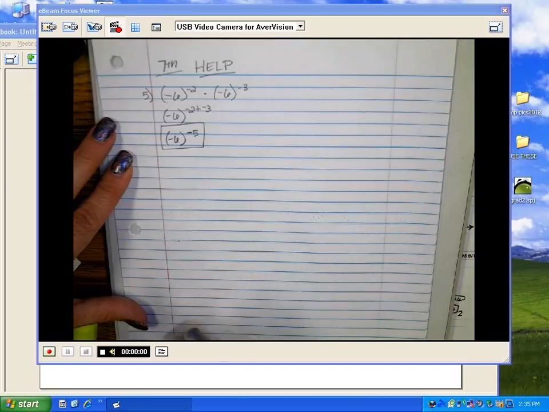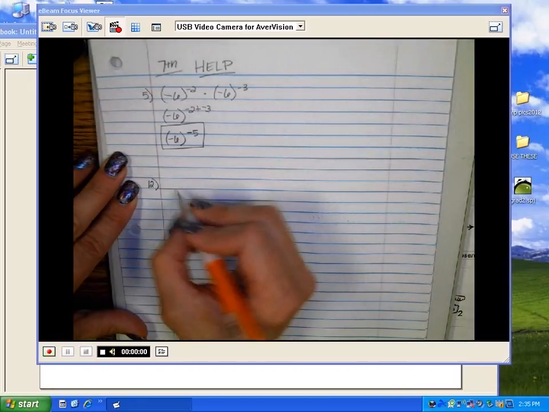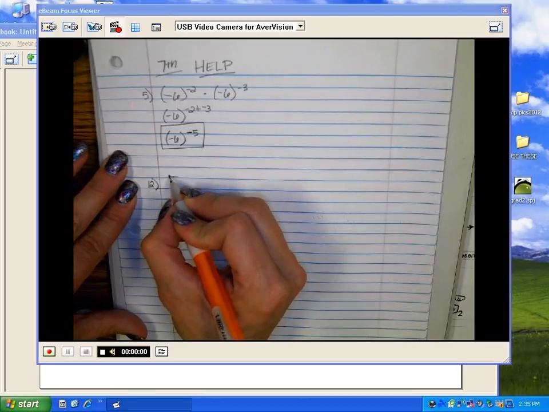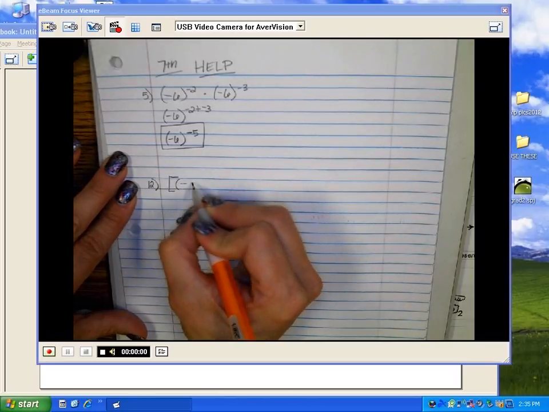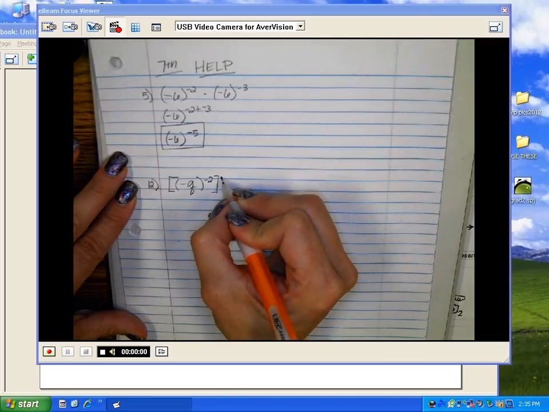So this should be my answer. And now I'm going to do a different problem. I'm going to do number 12. Number 12 says a bracket, and then in parentheses, to the -2, end bracket, to the -3.